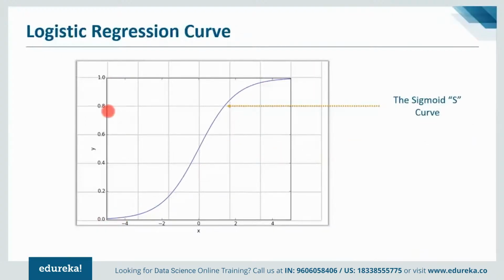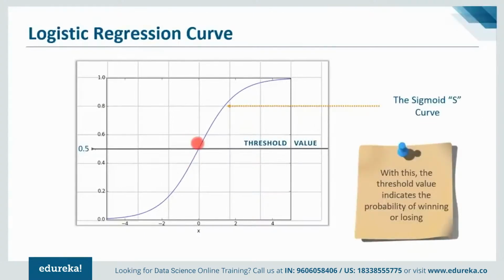Let's say I have a data point that is 0.8. How can you decide whether your value is 0 or 1? Here you have the concept of threshold, which divides your line. The threshold value indicates the probability of either winning or losing. By winning, I mean the value equals 1, and by losing, I mean the value equals 0. But how does it do that?